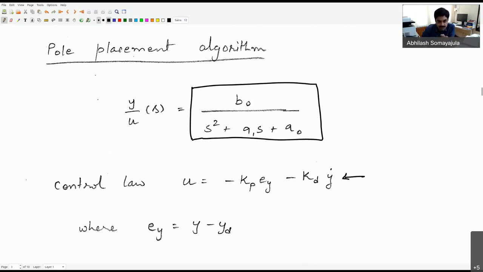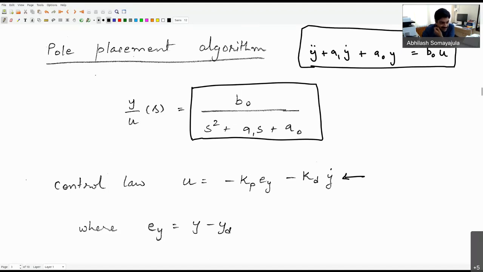If I were to look at the differential equation which is governing the system, it is y double dot plus a1 times y dot plus a0 times y is equal to b0 times u. This is the differential equation which is governing the output of the system for a given input u. We took a Laplace transform of it, and that is why we are seeing this transfer function come out of it. Now we are saying that u will be provided as minus kp times the error, where error is the difference between y and y desired. There might be a mistake here. Oh no, it's fine. This is correct.